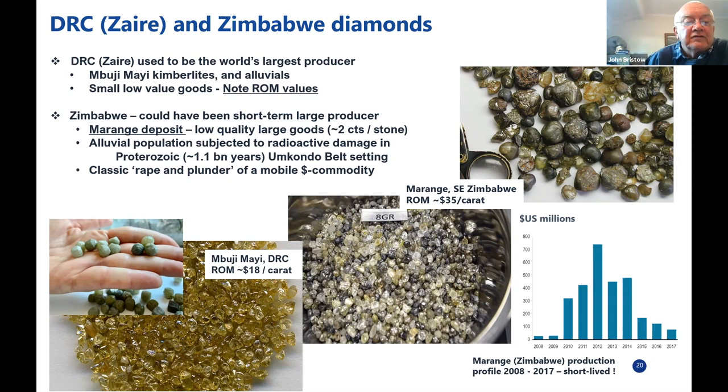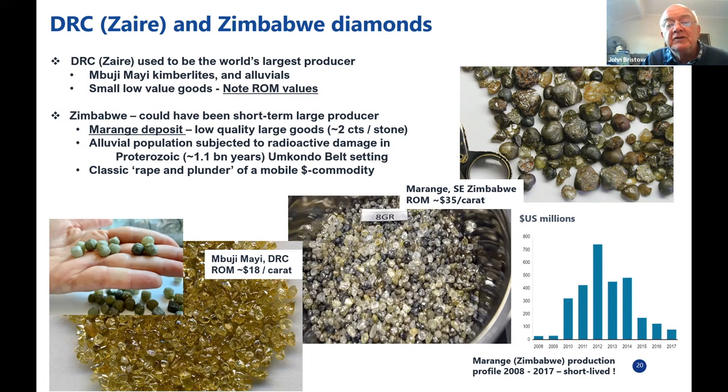But very interestingly, the run of mine value there is only about $18 a carat, and it varies around that. So lots and lots of diamonds, and they're still being mined, mostly from alluvial type artisanal mining, $18 a carat. Then if you look in the middle here on the top right, we go to Marange. This is in southeast Zimbabwe.